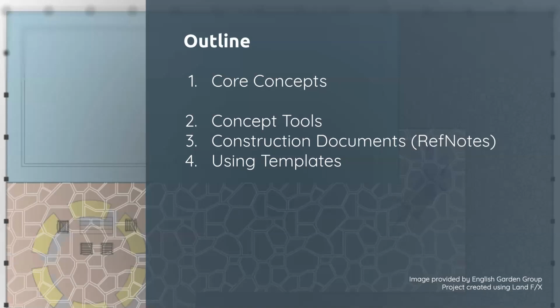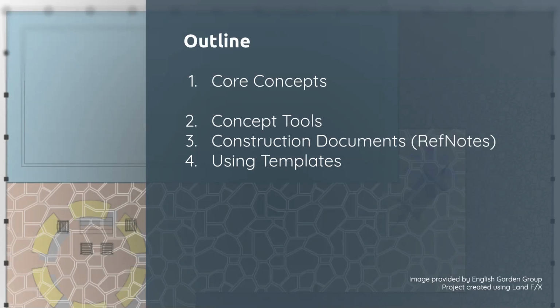The outline today is really simple. You can see it's quite short. You start with the concept tools. They transform into the RefNote tools for detailed construction documents. And then you take everything you set up from those two and add it into a template for use later. Rinse and repeat on every project. With this last step, using templates, every new project will get faster and faster as you build up a library of past projects.